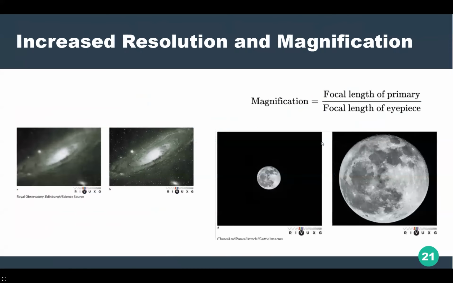You can see this increased resolution in the left diagram, and then you can also have a focal length of a primary lens and the focal length of an eyepiece, causing magnification to occur. So different focal lengths are going to cause different magnifications of what you're looking at. You can have 2 different magnifications with different focal lengths, which are going to give you either the moon on the left-hand side or the moon on the right-hand side.